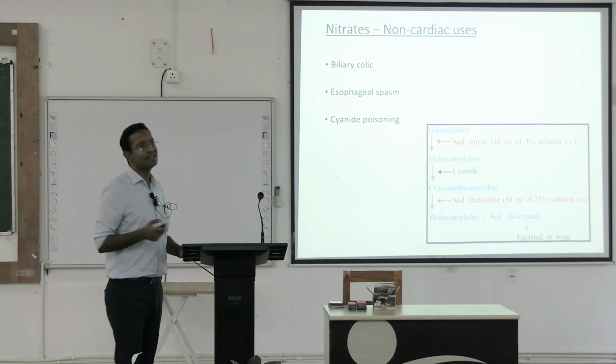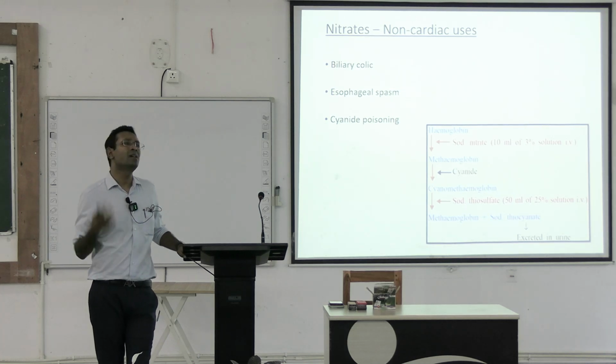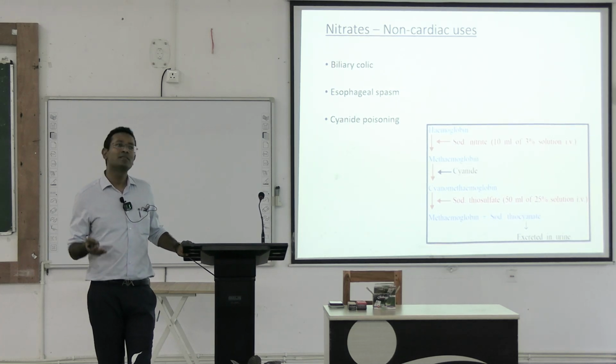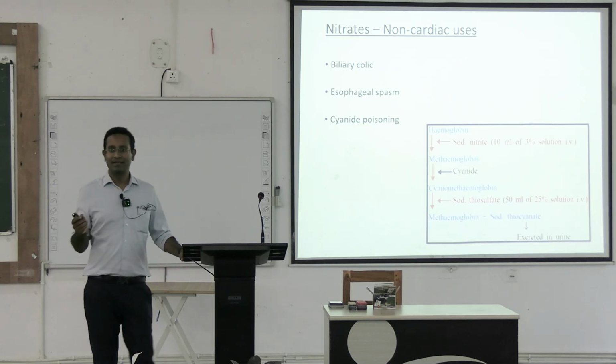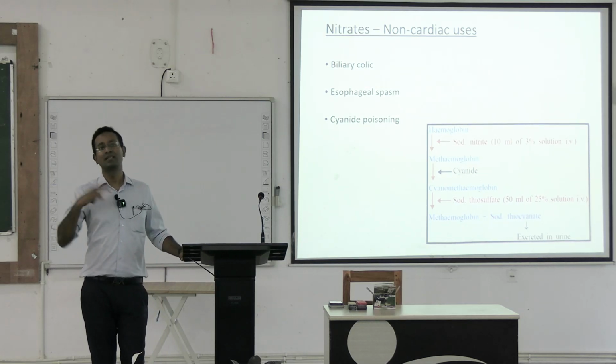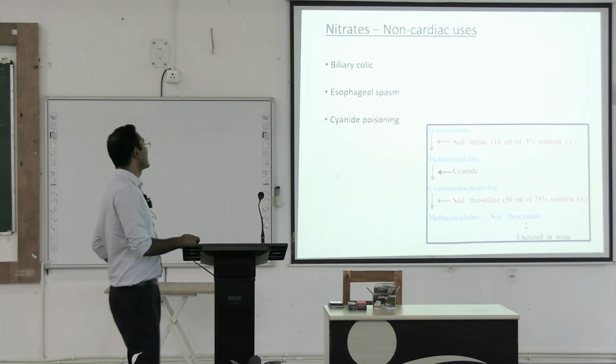Sodium thiocyanate is a stable compound and is excreted in urine and is non-poisonous. So this is the reason GTN, or any nitrate, can be used in cyanide poisoning, but better drugs are available nowadays, so it is hardly used. Sodium nitrite is a very weak vasodilator, so it can be used in large volumes. GTN or isosorbide dinitrate are stronger nitrates and are not used in cyanide poisoning.